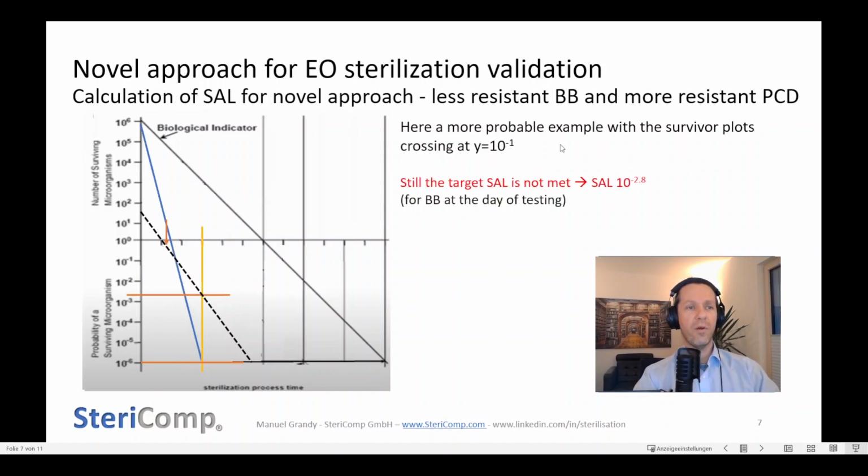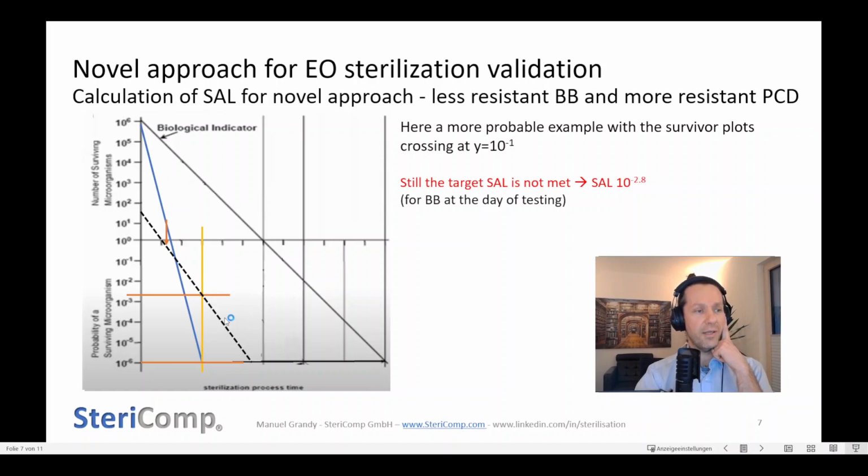Now a more probable example, with the survival plots crossing at the y-axis at 10 to the minus 1. So this is more probable here. You do the sublethal cycle here. You will most probably see growth on your PCD, a total kill on your product bioburden, but also with this line here, the SAL is 10 to the minus 2.8, which is of course not enough.